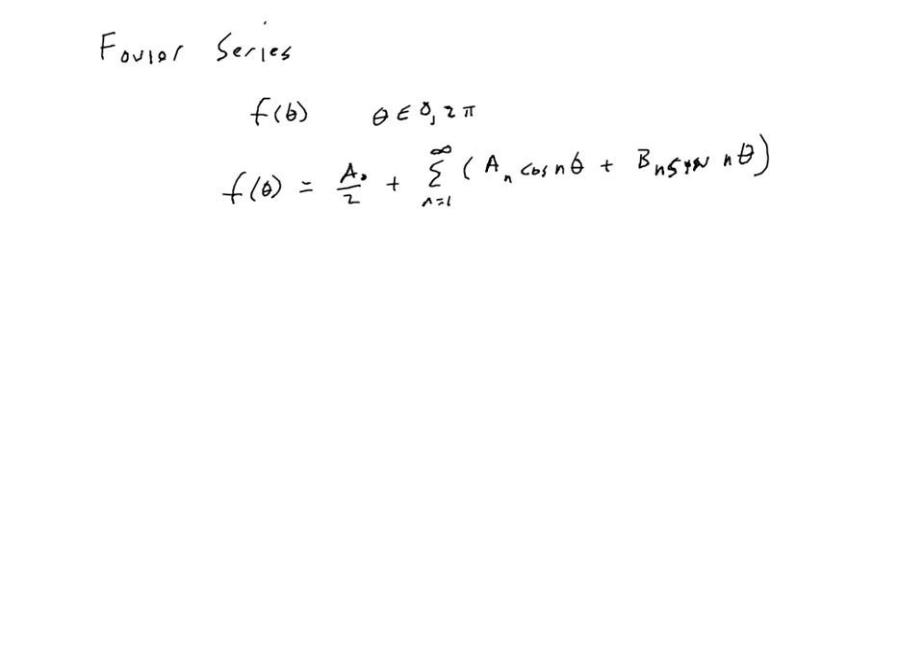So the only real challenge to this is finding the coefficients. You could find the coefficients by simply taking the integral from 0 to 2 pi of f of theta cosine of n theta, and I'm going to divide by pi here. And then for b sub n, I'm going to have 1 over pi, integral from 0 to 2 pi, f of theta sine of n theta. And we went over exactly where these came from in class.